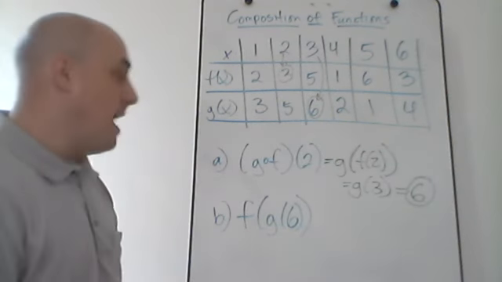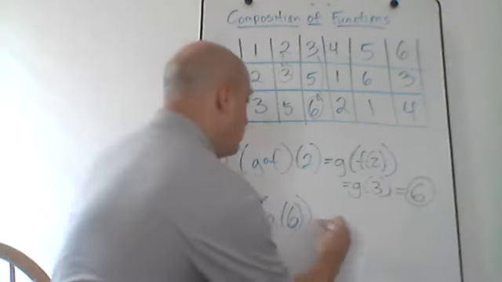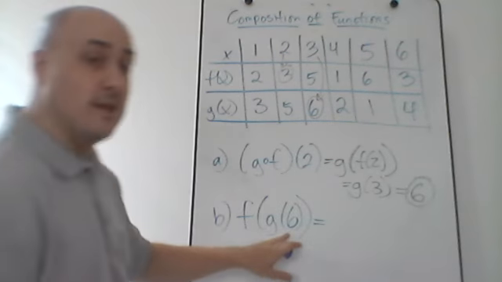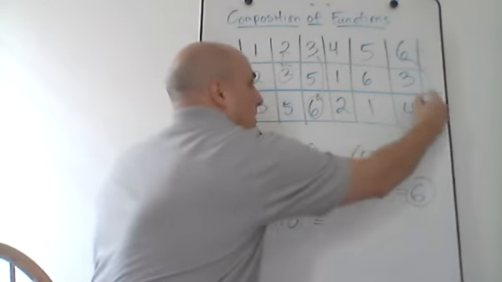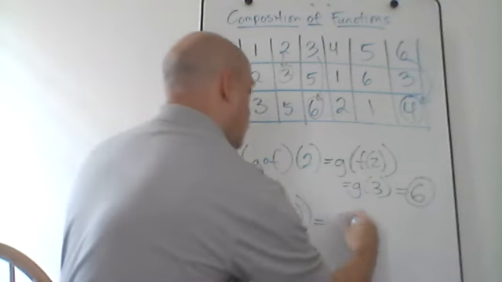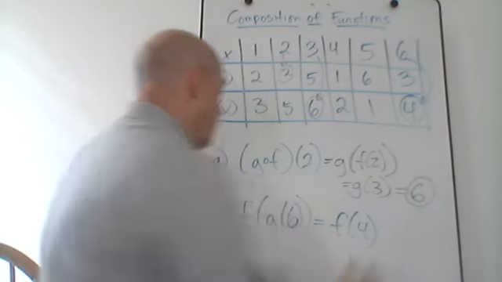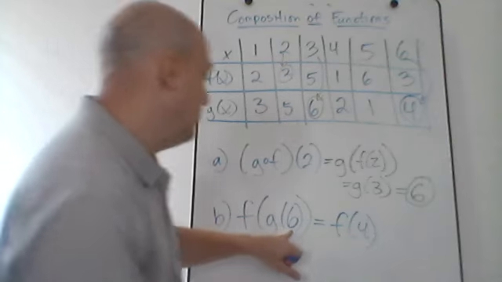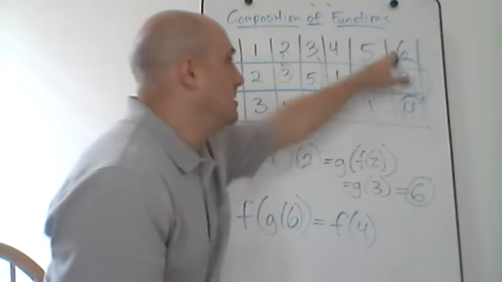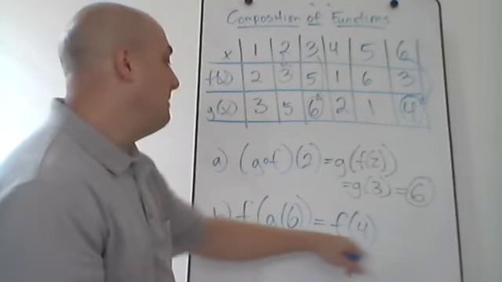All right, the next one here, f of g of 6. Now I have the g of 6 inside the parentheses, so I start with that. When x equals 6, my g function equals 4. So this gives me f of 4. I evaluate that inside function first, the one inside the parentheses. 6 is my x value. When x is 6, g is 4. And now I need to find f of 4.